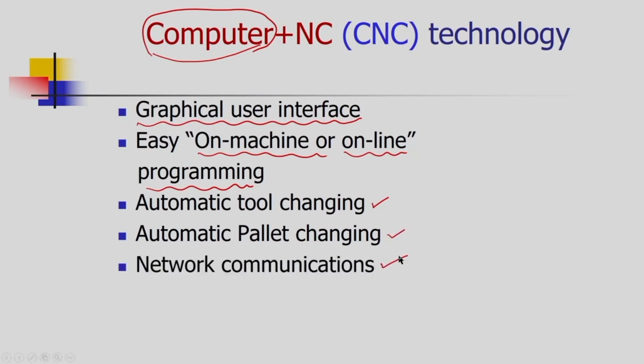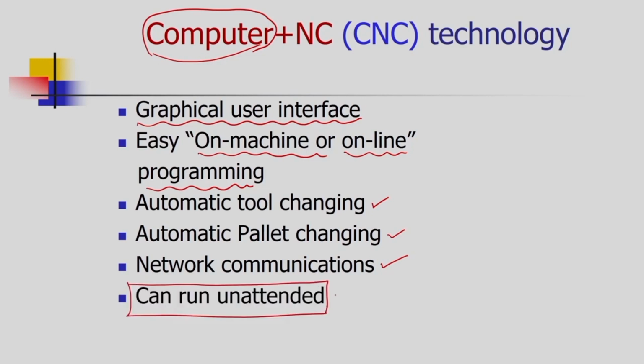The machine can communicate with other machines through network communications, and the machine can communicate with the central computer through network communication. The communications may be done in a wired mode or the wireless mode. This is a very interesting feature of the CNC machine tools. The machines can now run unattended. We will be looking at various tool changing and pallet changing aspects of the CNC machine tools in the coming slides.